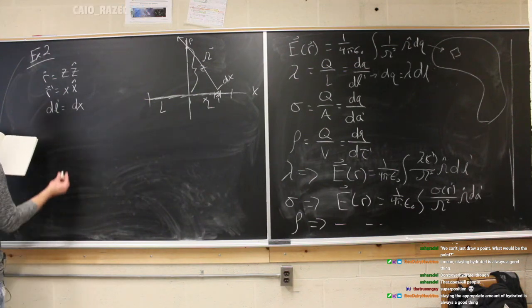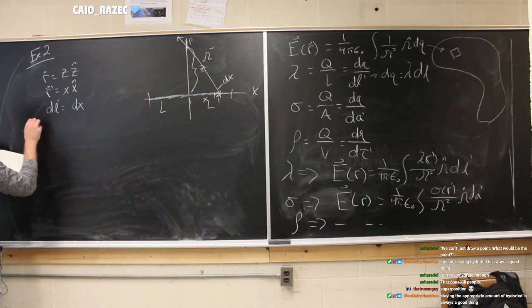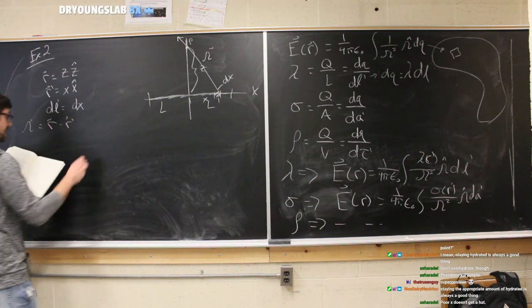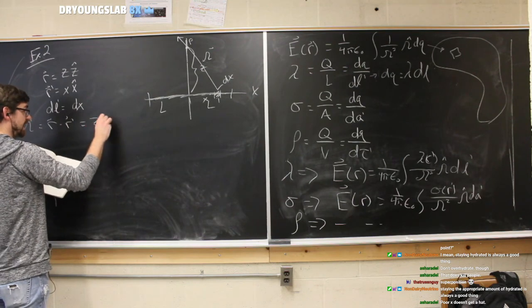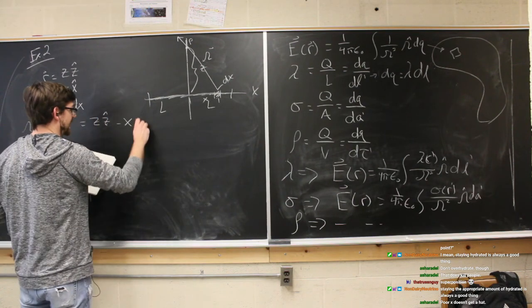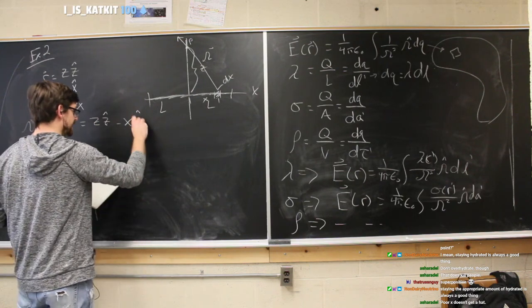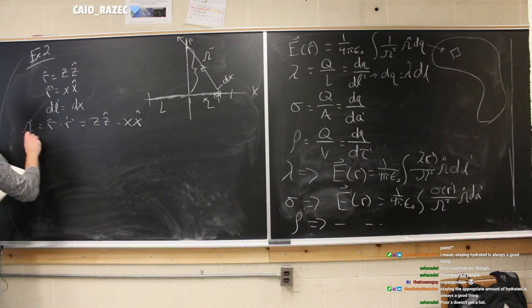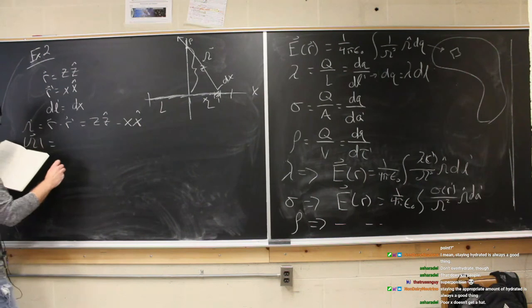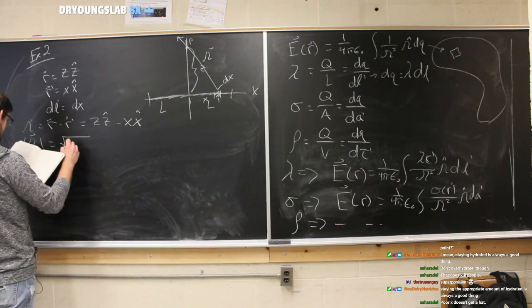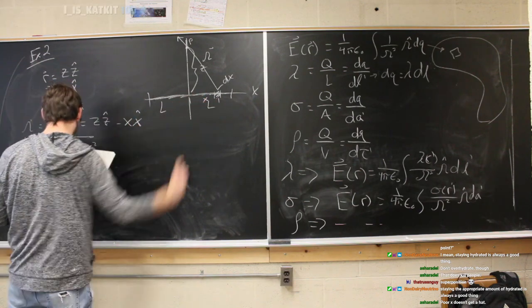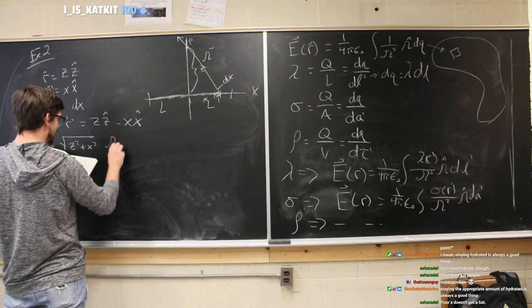And now we can say our r is going to be r vector minus r vector prime. And that's just going to be z hat minus x hat. Good. Now, how about the magnitude of r? The magnitude of the r vector is just the square root of z squared plus x squared, being the distance from here to our point charge.